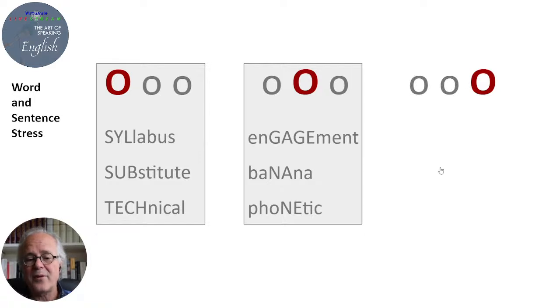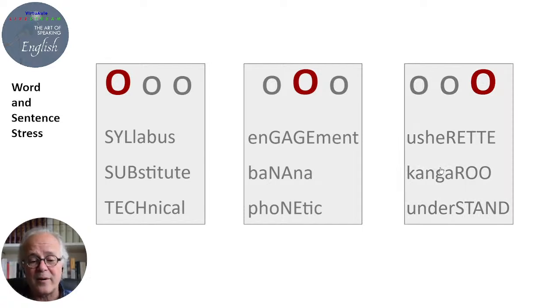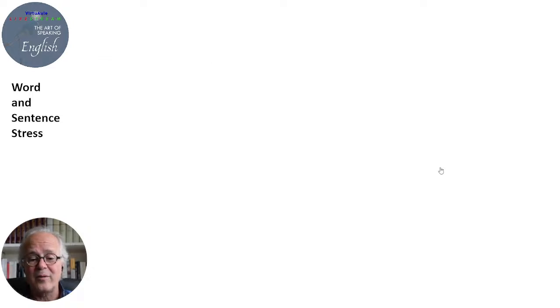And here we have the third syllable. Words like usherette, kangaroo, and understand. Okay, so these stressed syllables can be in any part of the word. You just need to understand and try to distinguish when you're listening to the stressed syllable. It's very, very important because you can learn a lot and you can understand better.